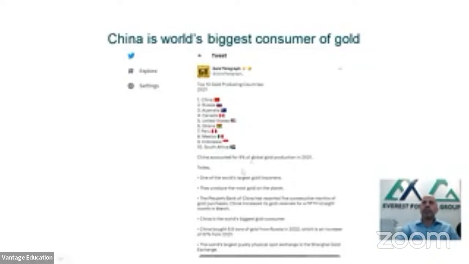Now, not only is China the number one gold producing country, it is also one of the largest gold importers. So not only is it producing a significant amount of gold locally, it is also importing as well, right? And what is important here is this third bullet point. The People's Bank of China has reported 5 consecutive months of gold purchases. So not only is China the biggest gold producer, their central bank has also been aggressively buying physical gold. So we can see that there's a lot of strong demand for gold coming from central banks as well as the institutions and other investors.